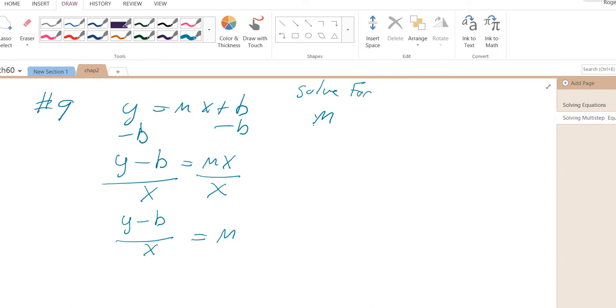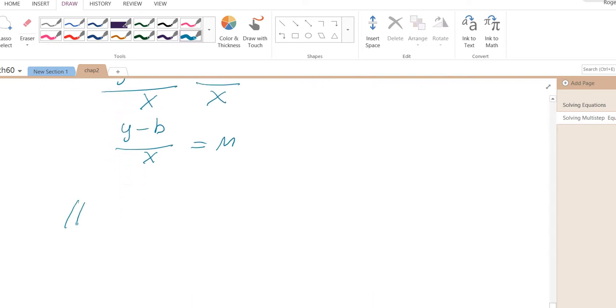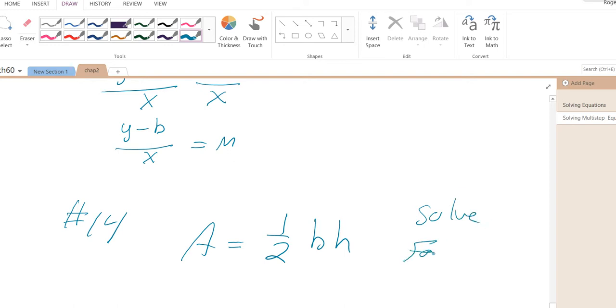Okay, let's try 14. Number 14 is A equals 1/2 bh, and what are we solving for this time? H. So I don't look bad this time, I ask you. All right, we're solving for h.